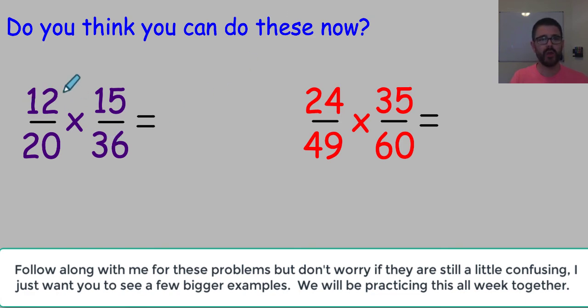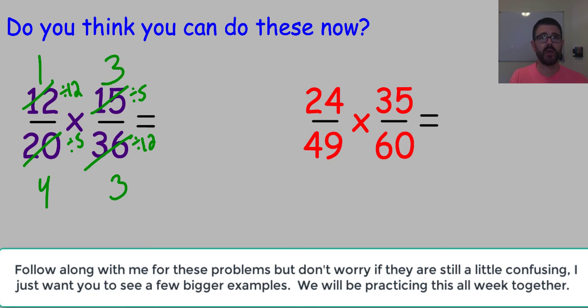So 12 and 36 can each be divided by 12. So I get a 3 and a 1. 20 and 15 can each be divided by 5. So I get a 4 and a 3. Okay, maybe you stopped there and thought you were done. So you did 1 times 3 is 3. 4 times 3 is 12. But that's why we always go back at the end of the problem.